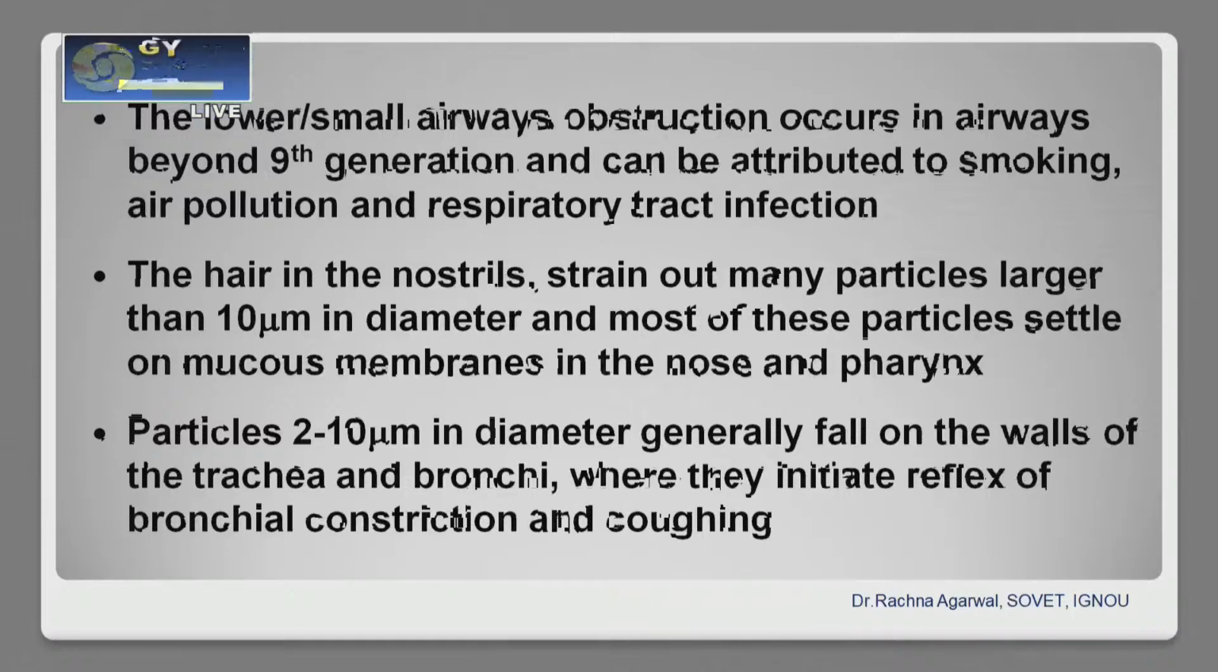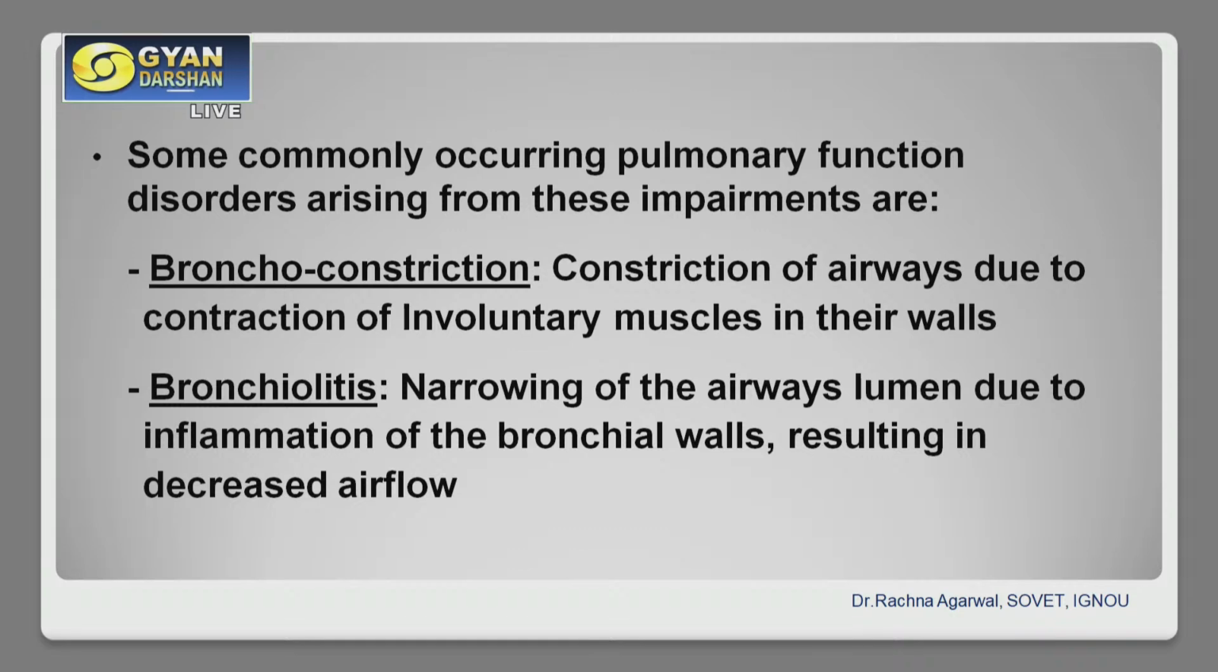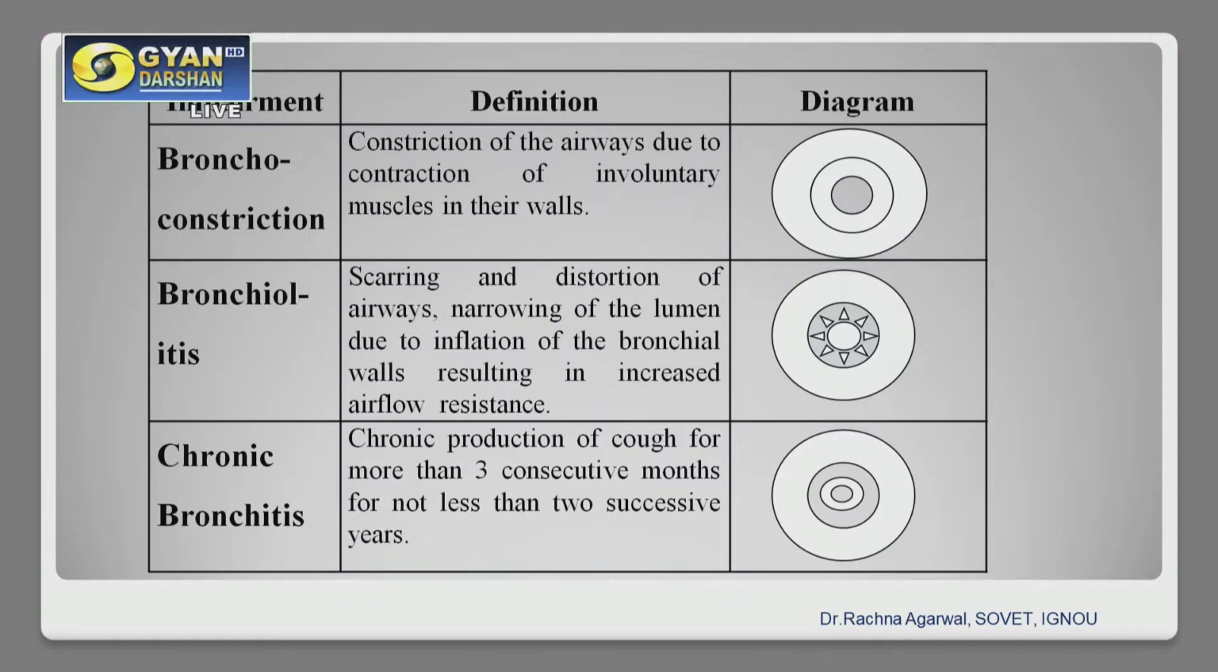Now, some of the commonly occurring pulmonary function disorders which are arising from impairments are bronchoconstriction, that is the constriction of the airways due to contraction of involuntary muscles in the walls; bronchiolitis, that is narrowing of the airway lumen due to inflammation of the bronchial walls, and it results in decreased airflow. Here you can see in this diagram, it becomes this much. Why? Because the muscles of the walls here have swelled up. They have become allergic. Maybe this is an allergic reaction, or maybe they have become clogged. So such impairment is called bronchoconstriction.